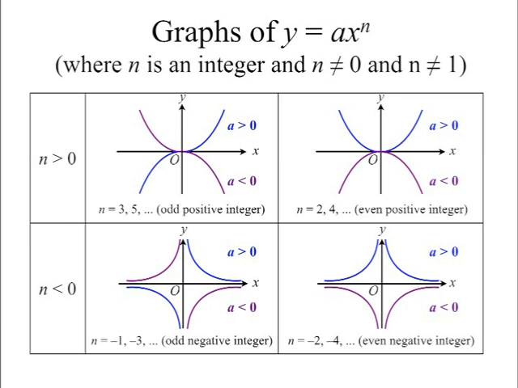Now let's compare the sketches when a is positive and a is negative. You can see here that when a is positive, which is the blue curves, compared with when a is negative, the purple one, it is a reflection about the x-axis. Now remember, you will have to remember all of these variations.